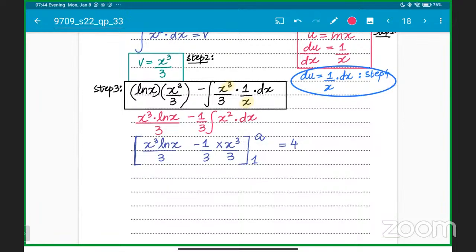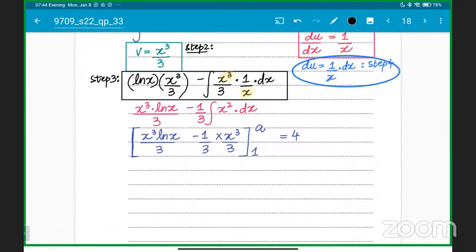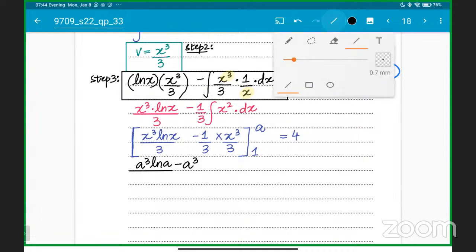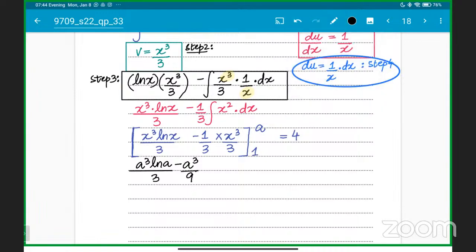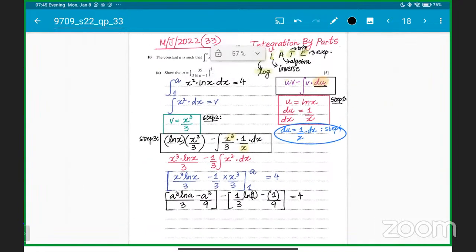Now we'll plug in the values and the limits. So it will be a cube times ln a over 3, minus a cube over 9. The LCM is not the same; this will be coming on 3 and this will be coming on 9. And minus, now you're going to plug in 1. So 1 over 3, ln 1 is always 0, students. Minus 1 over 3 threes are 9. Everyone getting it? So this thing should equal 4. Everyone with me, following?